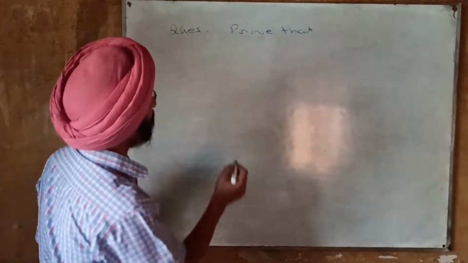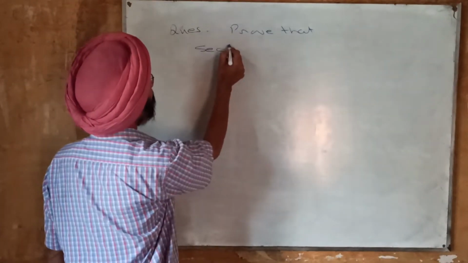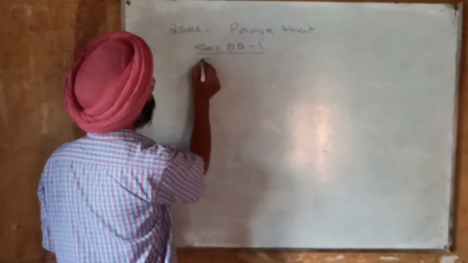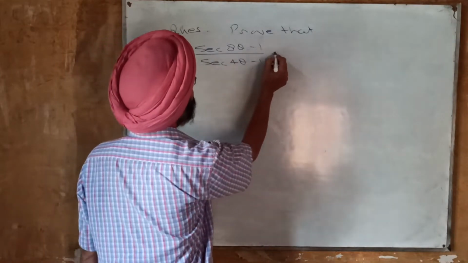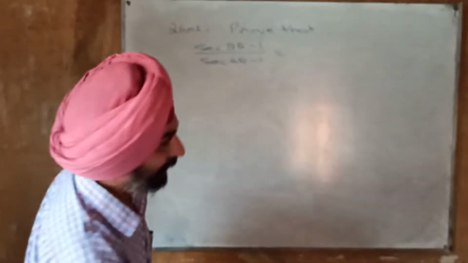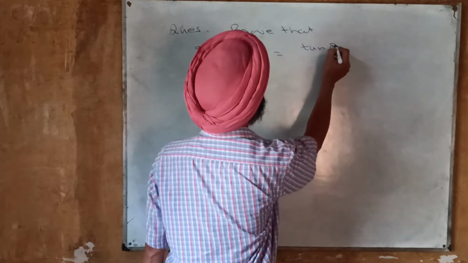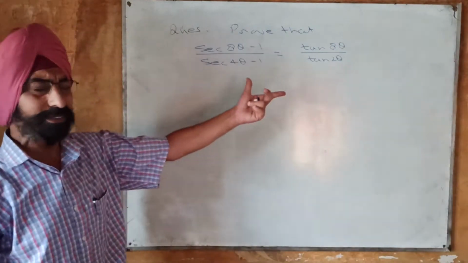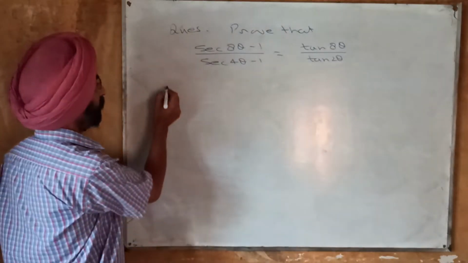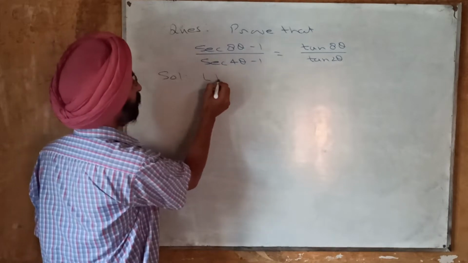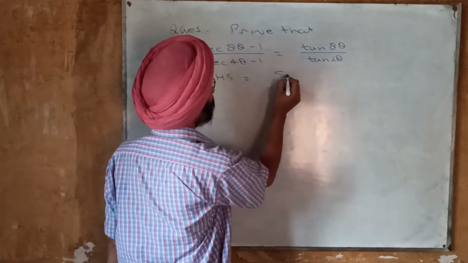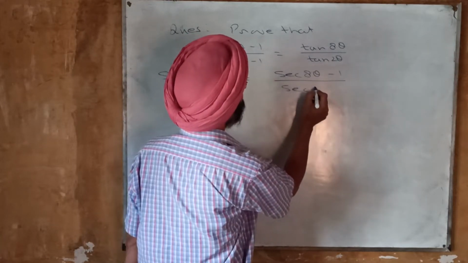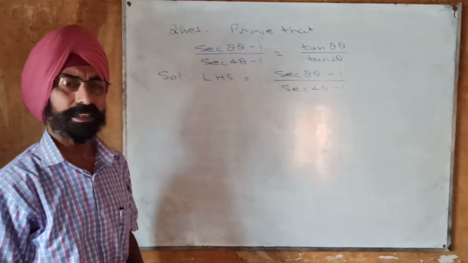sec 8 theta minus 1 over sec 4 theta minus 1 is equal to, this we have to show, tan 8 theta upon tan 2 theta. This is the right hand side where we have to arrive. So we will start from the left hand side. The solution to this question will start from the left hand side, and the left hand side is sec 8 theta minus 1 over sec 4 theta minus 1.